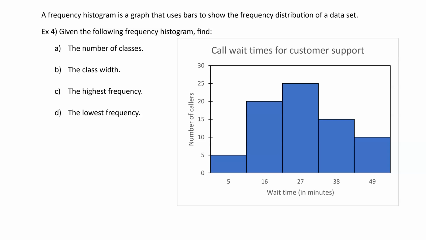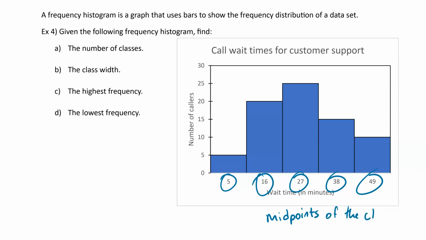Okay, so this graph just shows us in a bit more visual way what we were putting in a table before, right? All of these numbers at the bottom, all of those are midpoints of the classes. All right, so those are the midpoints. It doesn't actually give us the entire class. But that's okay, because we can figure out all of this stuff anyway.